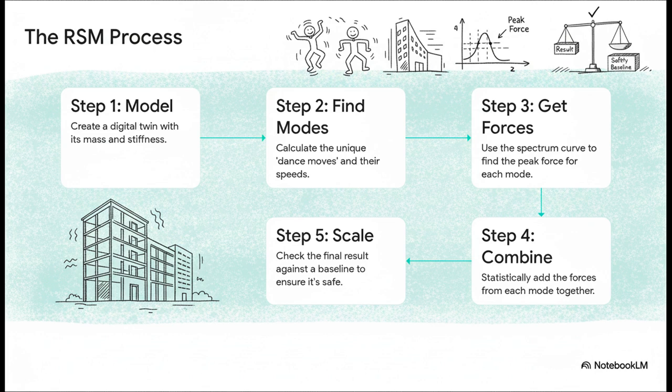First, you build a digital twin of the building in the computer. Then, the software figures out all those unique dance moves, or modes. For every single one of those modes, the engineer goes back to that response spectrum curve to find its individual peak force. Then comes the really clever part, combining all those forces. And finally, you do one last check against a trusted baseline, just to be safe.